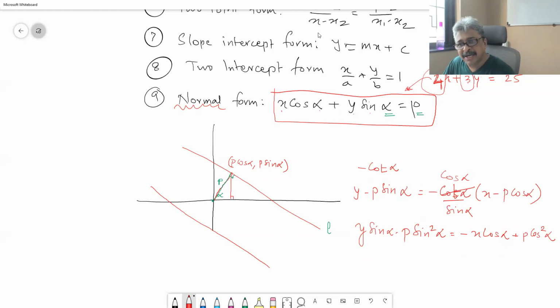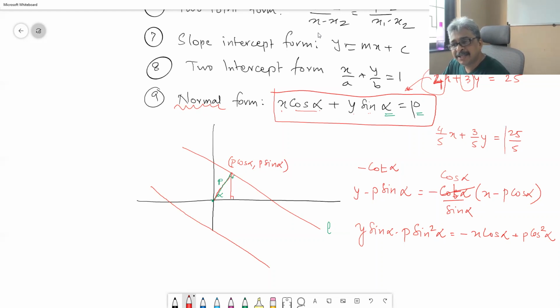Therefore, I divide by 5. 4 by 5 x plus 3 by 5 y is equal to 25 by 5. That I do. And now my statement number 3 above allows me to do that because it is the same straight line. Coefficients are proportional. Now 4 by 5 can be cos alpha, 3 by 5 can be sin alpha. And why have I divided by 5? Because cos square alpha plus sin square alpha, I should get 1.